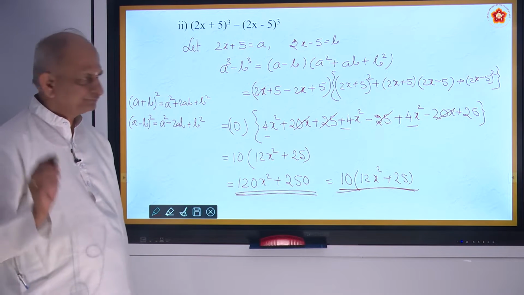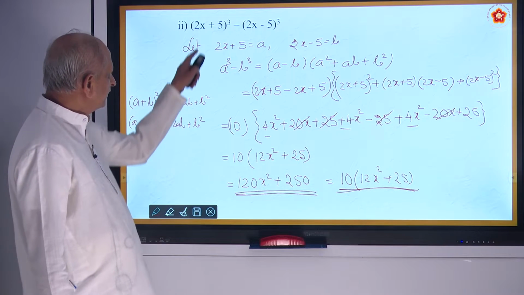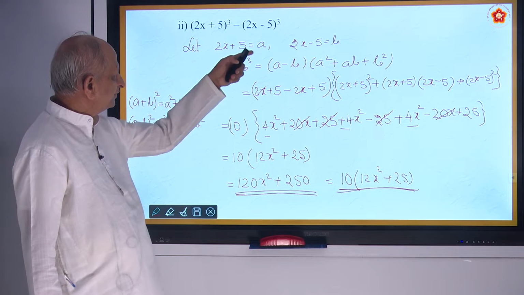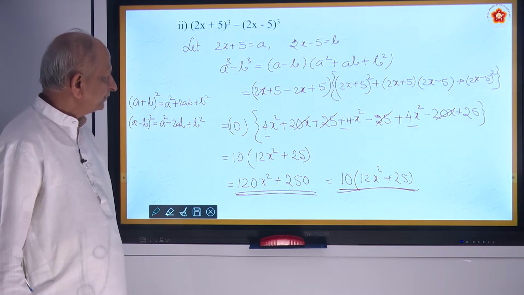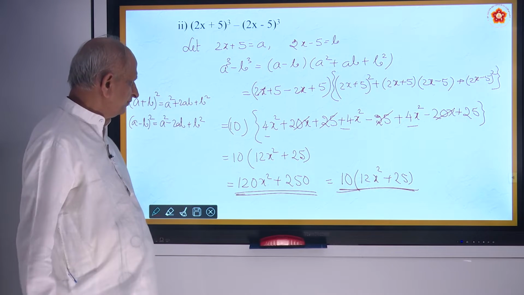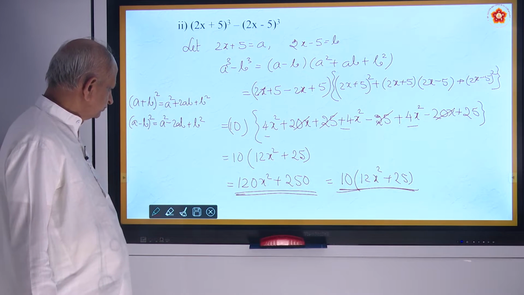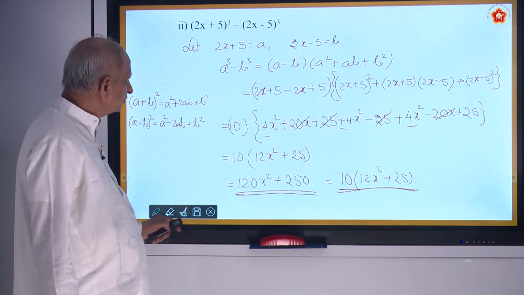Noted? So this is the 3 marks question. We have to take 2x + 5 as a, 2x − 5 as b, that will be easy. Even otherwise also you can do it, both mean the same. Okay. So that is the answer. Now we will pass on to the next question.